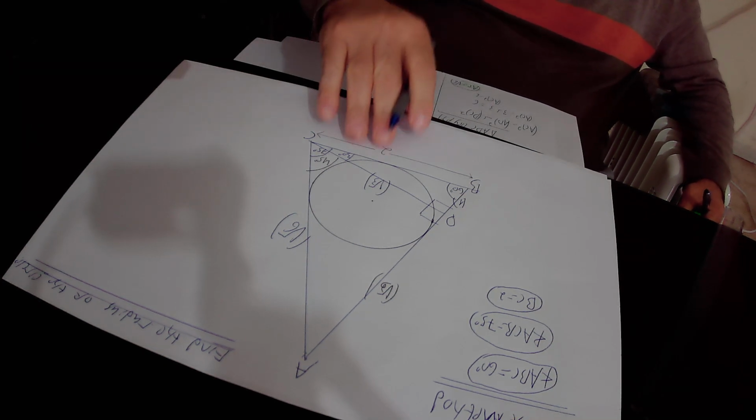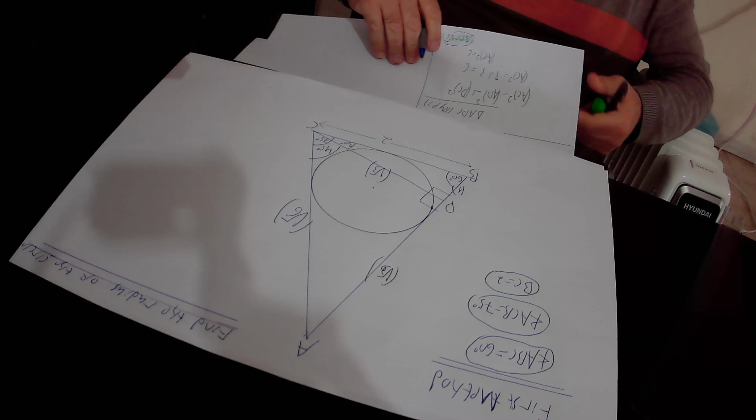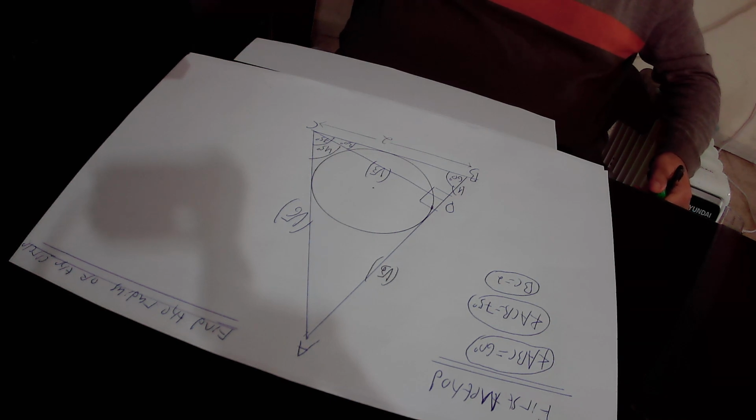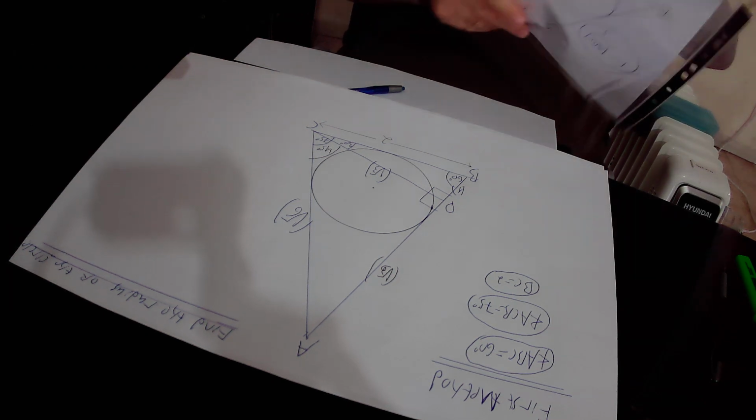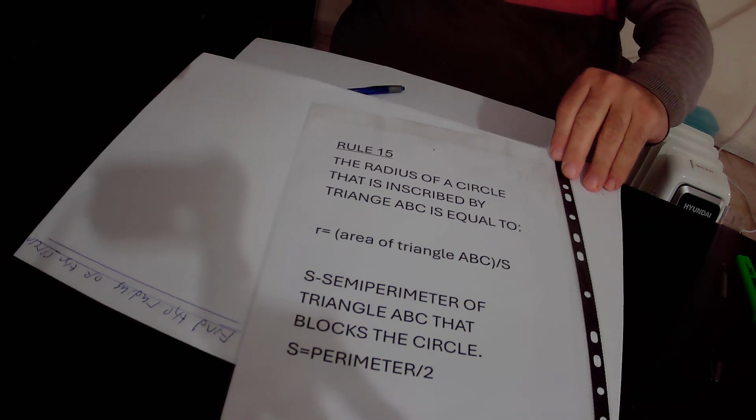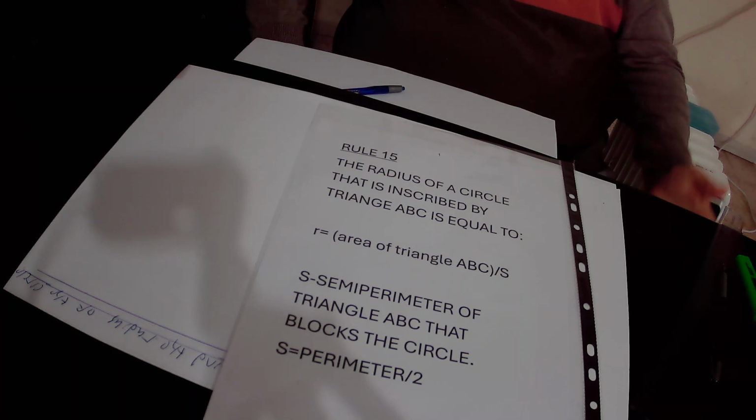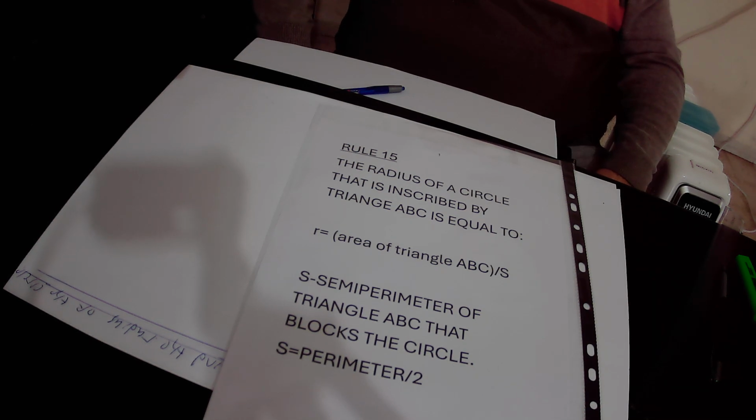In the next step, I present to you a new rule, and we'll implement the new rule in our drawing. The new rule is rule number 15. According to rule number 15, the radius of a circle that is inscribed by a triangle ABC, that could be any triangle, the radius R equals the area of triangle ABC that blocks the circle over S. S is the semi-perimeter of triangle ABC that blocks the circle. Okay.